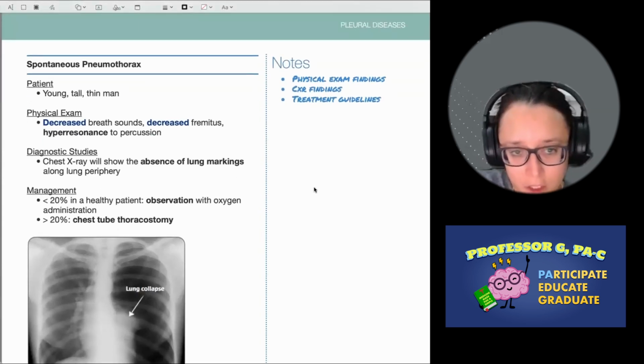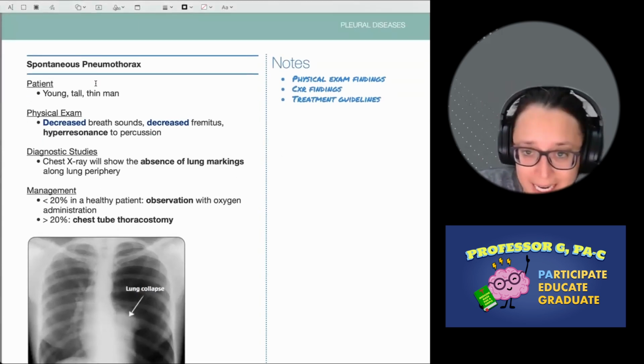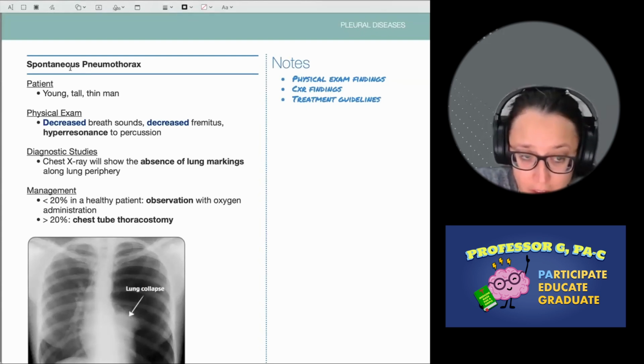All right, pneumothorax. We talked about these yesterday. Let's talk about spontaneous pneumothorax first. So spontaneous pneumothorax happens spontaneously in young, tall, healthy males usually. And you look for that in the vignette. Look for them to tell you that he's tall and lanky. They might give you the height, they might give you his weight, they might give you his BMI. They're going to tell you that he's tall and lanky.